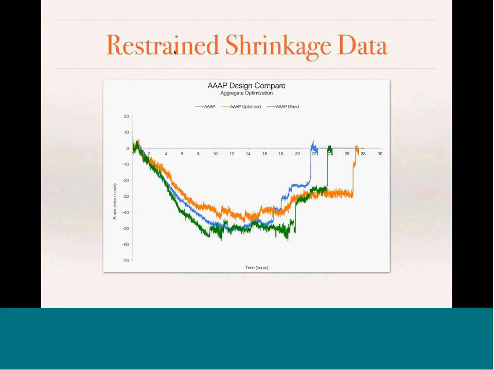Here are the 3 blended aggregate mixes. The blue line is the control AAAP with no blended aggregate. The green line is the blend, and the orange line is the optimized, at 11 1/4 cubic feet. So you can see improvements with the aggregate blends as far as shrinkage. Not as significant of an improvement as a reduction in total cementitious when you compare it to 900 and 800 pounds.